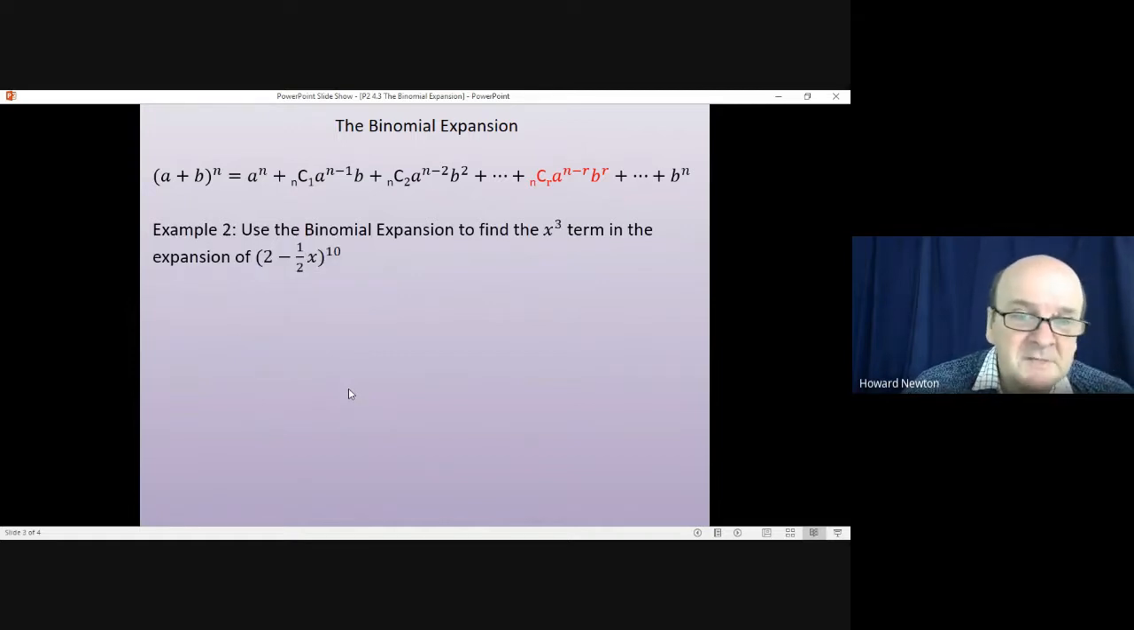Okay, the last example is very similar. It's a little bit harder because of the number we've got here, minus a half, but exactly the same idea. So we're asked to use the binomial expansion to find the x cubed term in the expansion of 2 minus a half x to the power of 10. So a will be 2, b will be minus a half x, n is equal to 10, and r will equal 3, because it's the x cubed term that we're trying to find. Okay, I'll let you have a go at working your way through all of that. So pause the video, have a go at doing this, and then come back to me when you're ready.